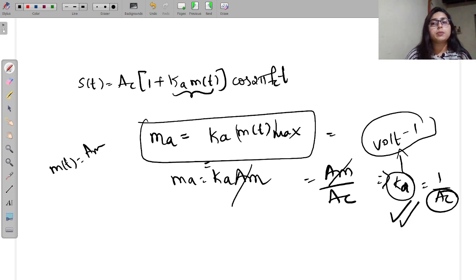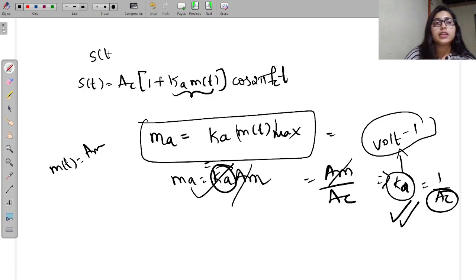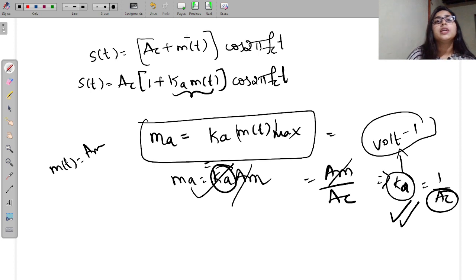You can use this expression only when Ka is not given in your expression. Okay, if Ka is given in your expression, then you have to use Ka itself. Okay, so this is an important point that you have to note down. So S of t is equal to AC plus m of t, cos 2 pi fct. This is another general expression. Here you do not have any Ka or amplitude sensitivity. So you can use Am by AC in this particular expression.